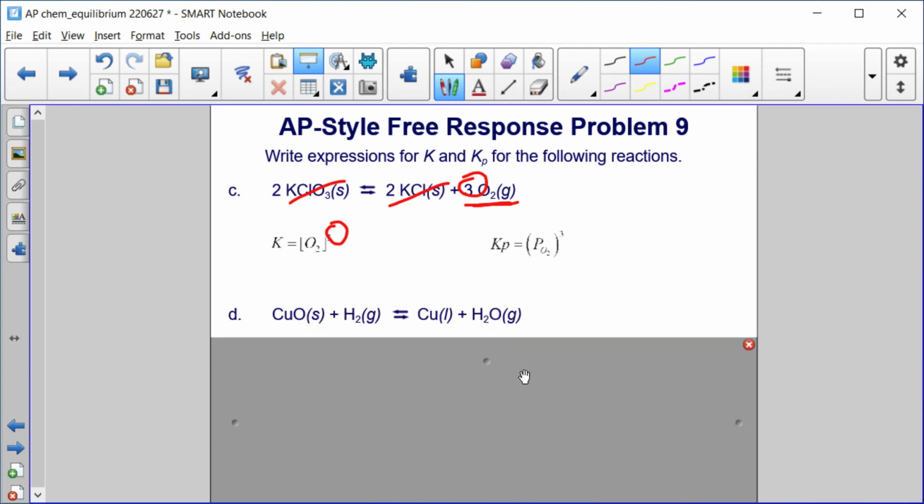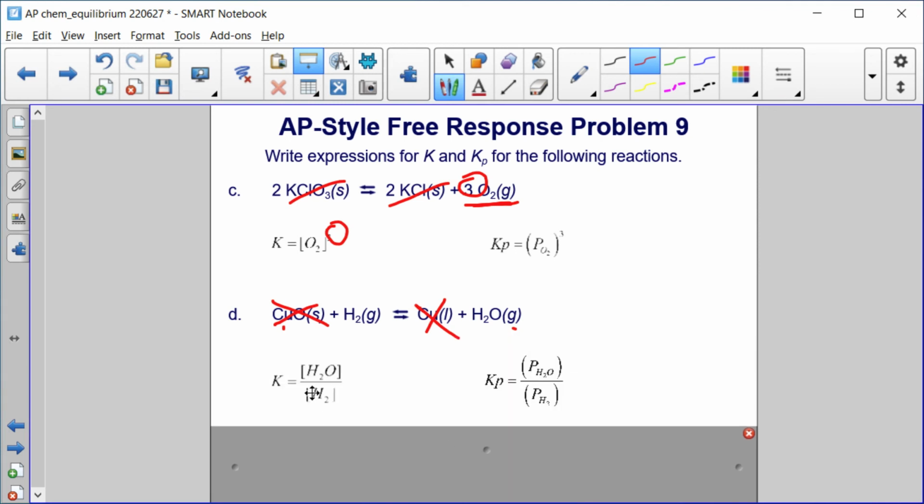And finally, part D, we have a solid and a liquid. And otherwise, we have 2 gases, one on the left, one on the right. So our K will just be the concentration of H2O, the product, over the concentration of the reactant H2. And again, they're both gases, so our Kp expression is similar, but instead of square brackets, we use parentheses. And then we use P to show that these are the partial pressures of the H2O gas and the H2 gas.